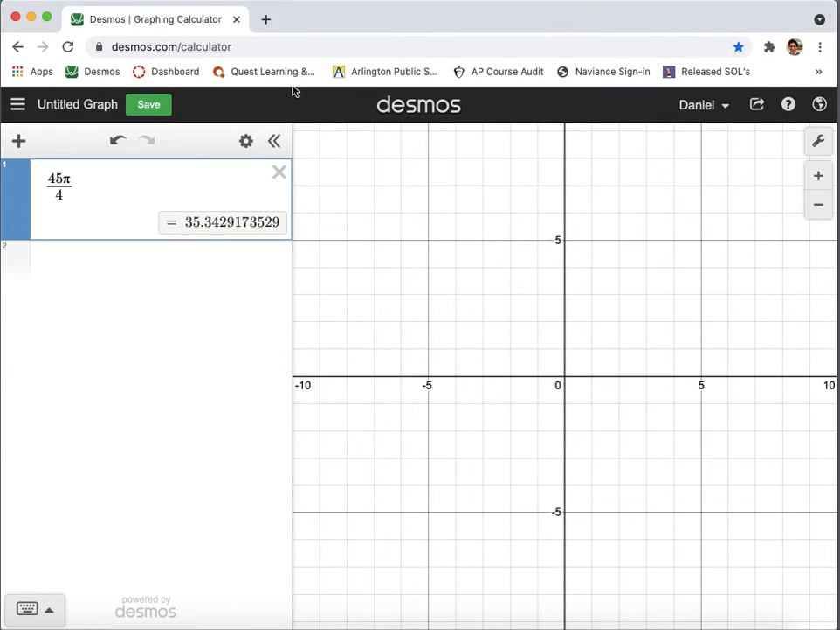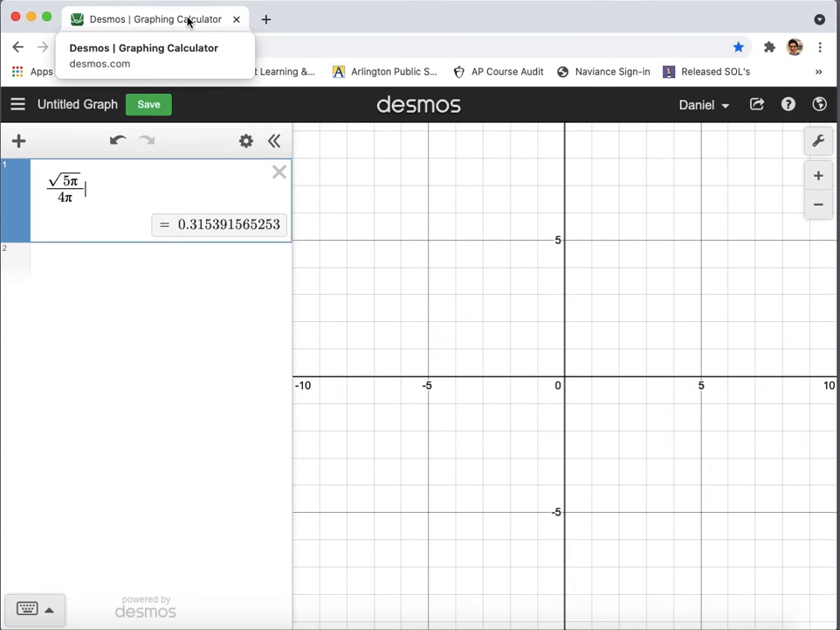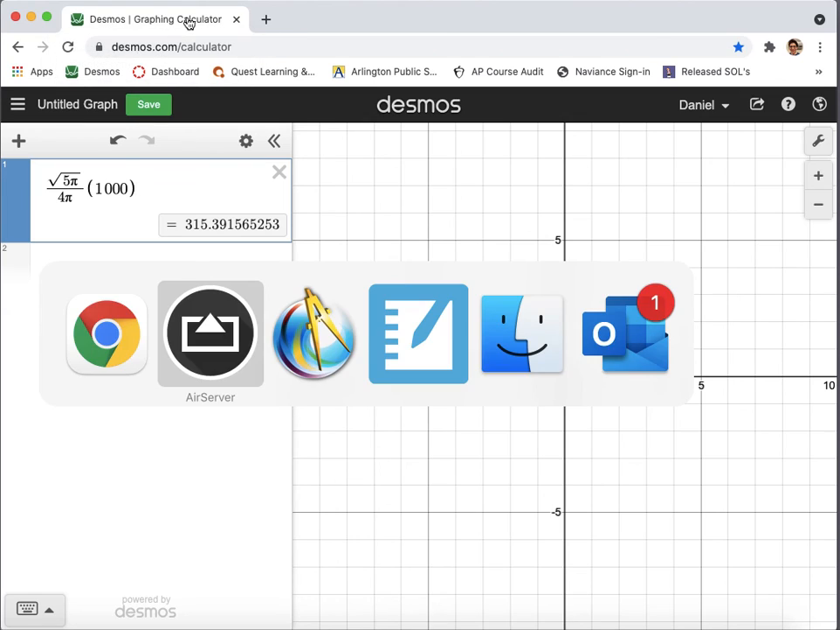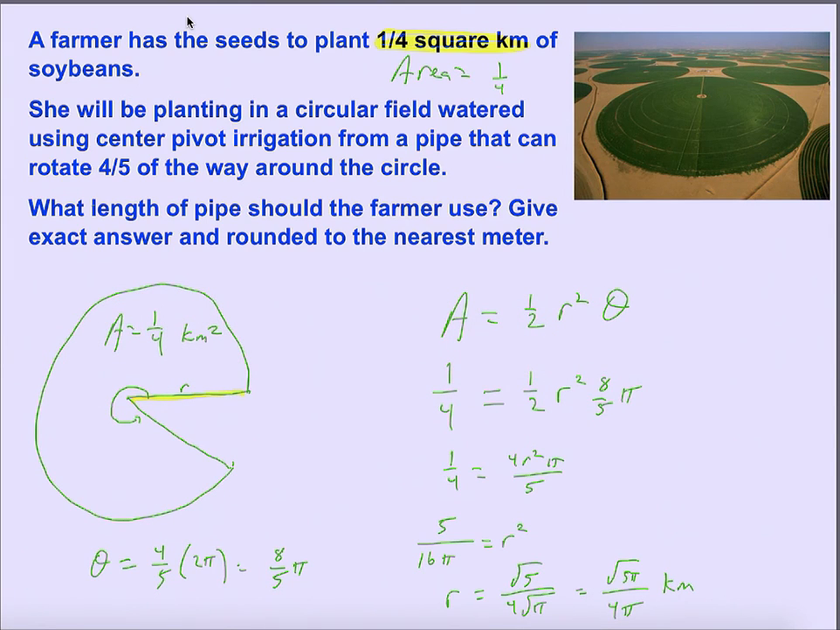You can certainly just type it into Desmos as the square root of 5 pi over 4 pi. But remember that those are measured in kilometers. So if a question asks you for in meters and your answer is in kilometers, let's multiply by 1,000. And so we can see that's 315.39, which rounded to the nearest meter would be 315 meters.